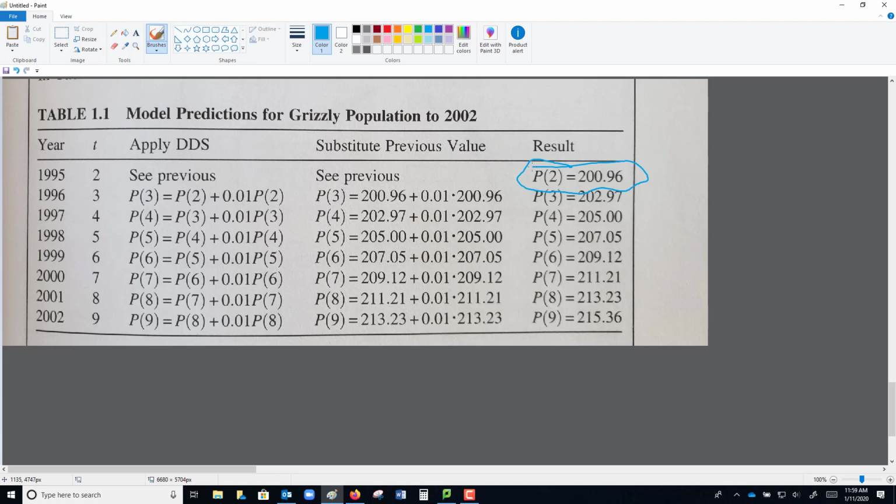What this table is doing is just calculating more and more out. And again, to calculate the next year out, we just need the previous year's value through the calculations. So they go through 2002, and they get eventually to about 215 as the grizzly bear population.